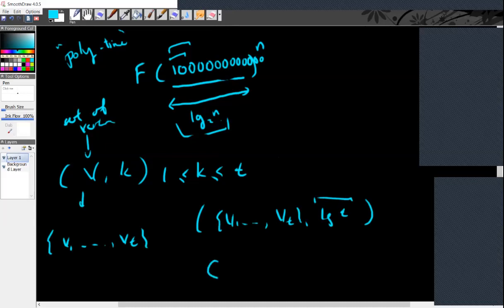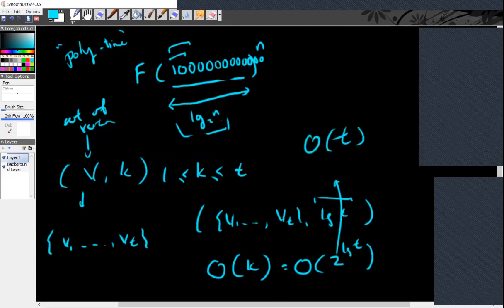Okay, so if I have an algorithm that runs in O(k) time, no pun intended, this is fine, right? Because I know k is at most 2 to the power of log t, which is t. So this is still O(t) time. Now this looks exponential, but that's fine, because your input length here is t plus another log t. So this is okay.